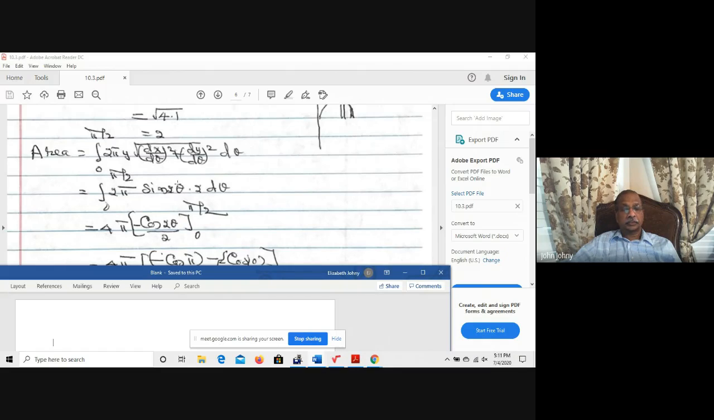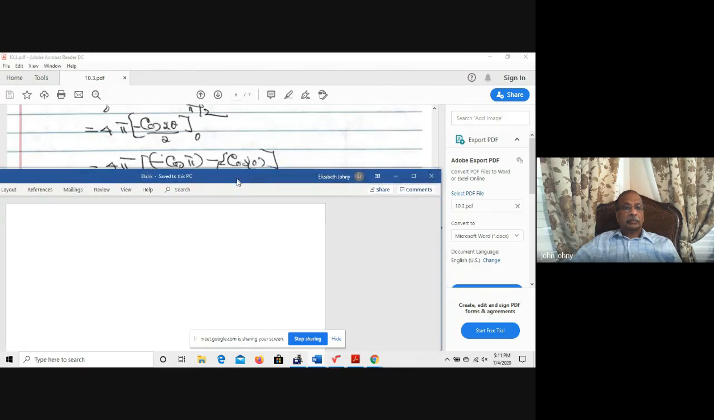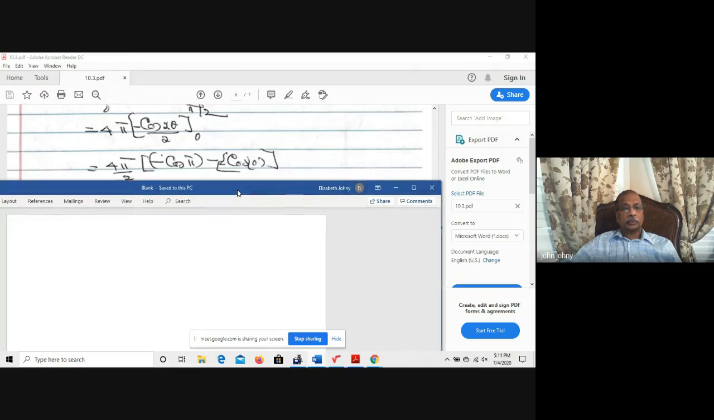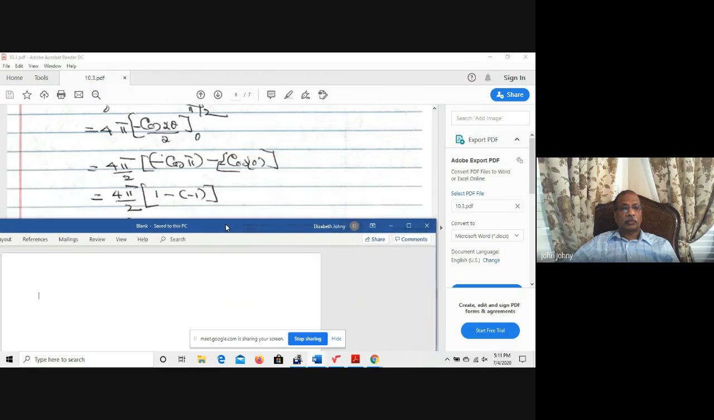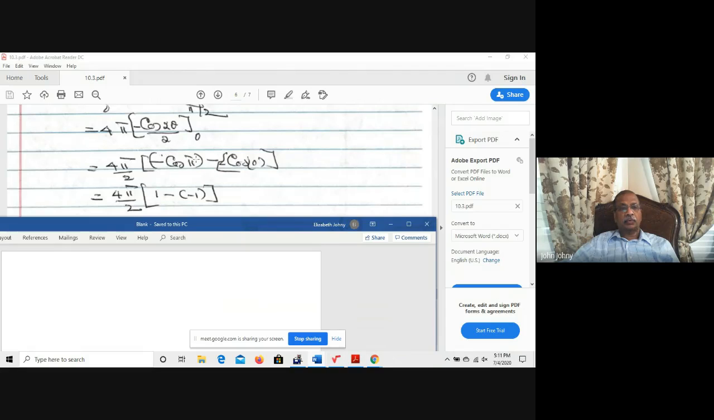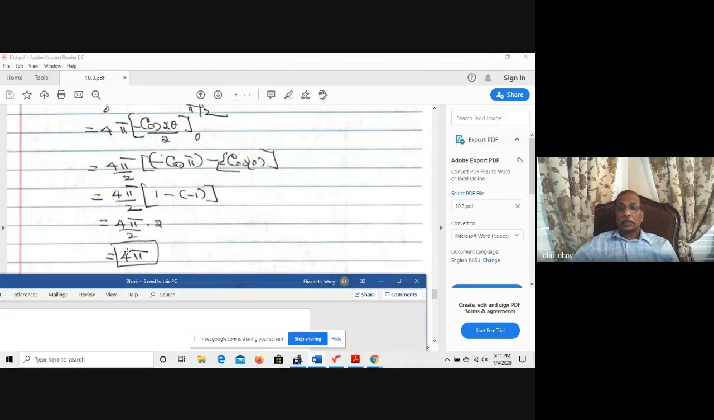Then integrate sine 2 theta, and the antiderivative of sine 2 theta is negative cos 2 theta divided by 2, from 0 to pi over 2. Substitute. So 4 pi over 2 times negative cos pi, 2 times pi over 2 is pi, minus negative cos 0. Cos pi is negative 1, so negative cos pi is 1, minus negative 1. That is 1 plus 1, which is 2. The 2 cancels. The final answer is 4 pi.